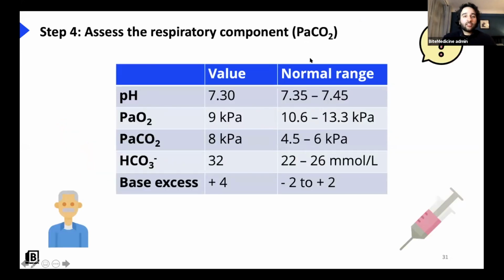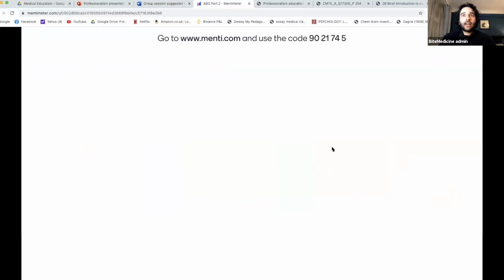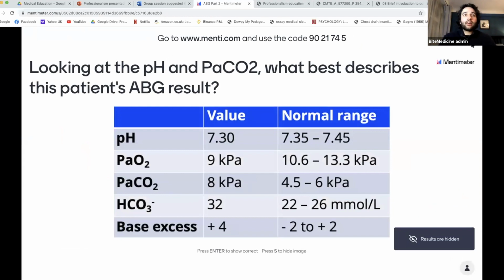So let's assess the respiratory component of this chap now. So remember, we're going to be looking at the pH, and we're going to be looking at that PaCO2. So ignore the metabolic component. I know if you're jumping ahead and thinking about looking at bicarb, etc., don't worry about that. Just look at the pH and the PaO2 and the PaCO2 for the moment. As I said, we work from the basics and we'll work our way up to the top.